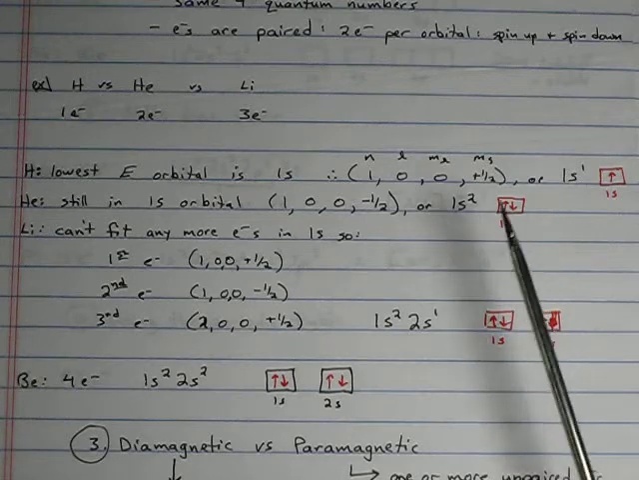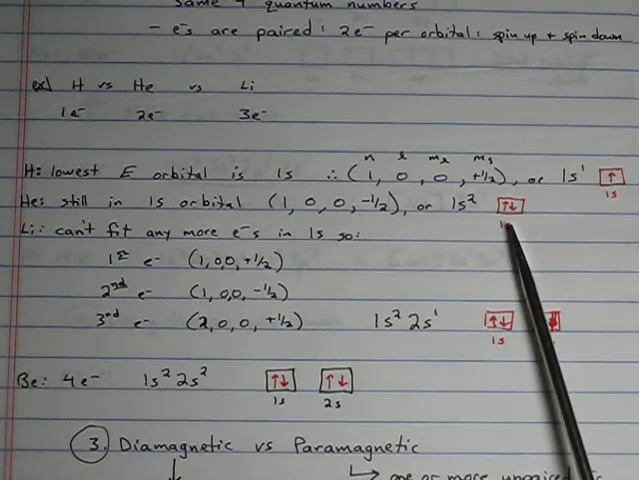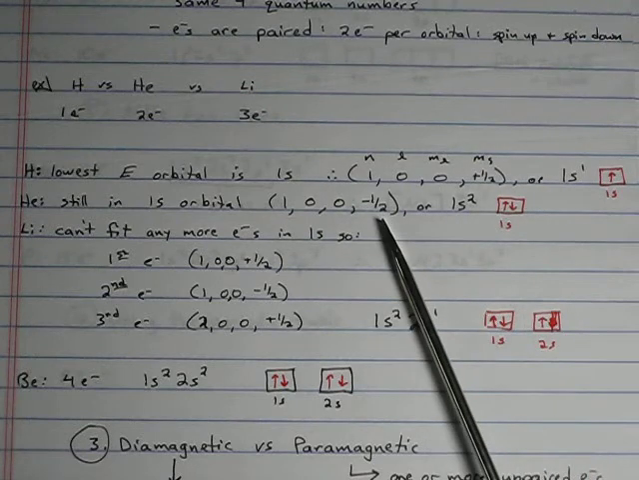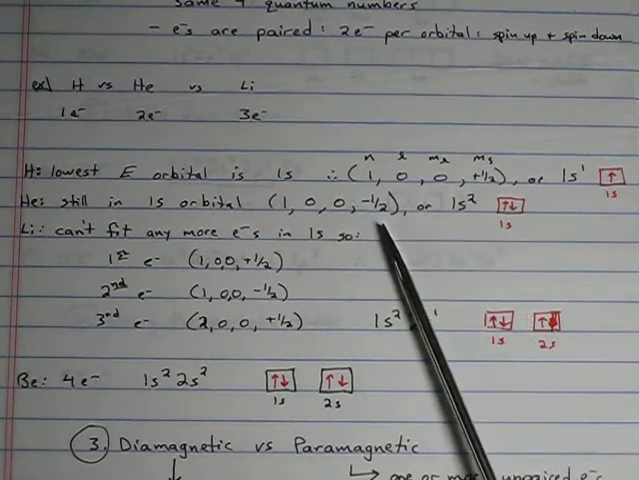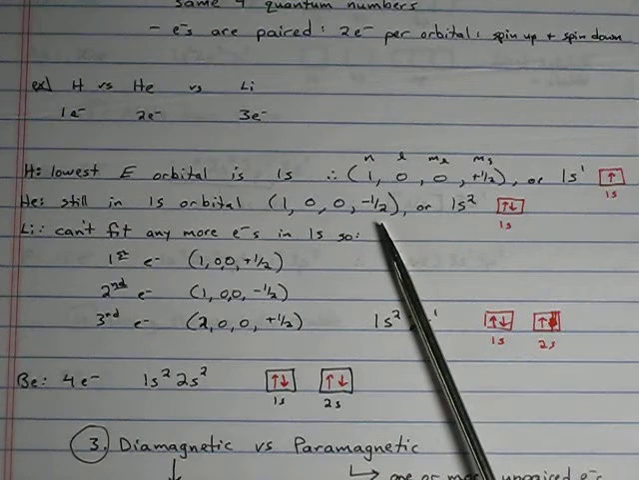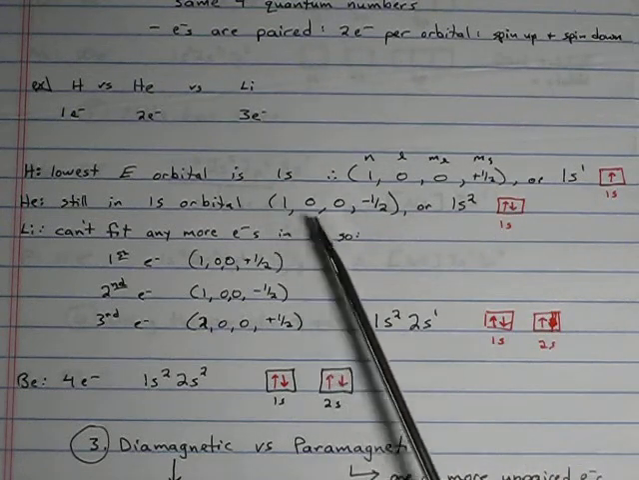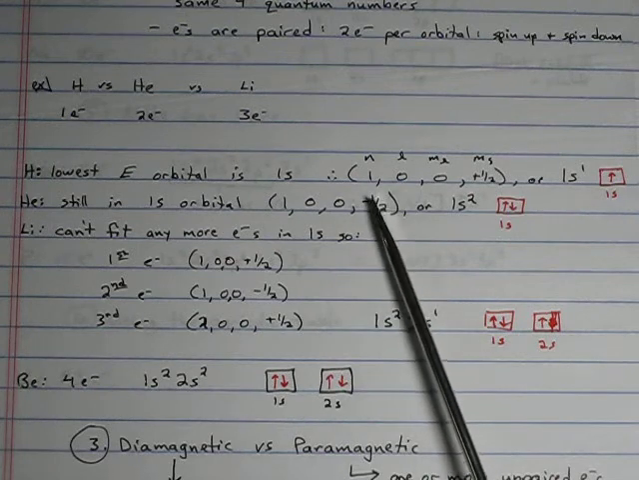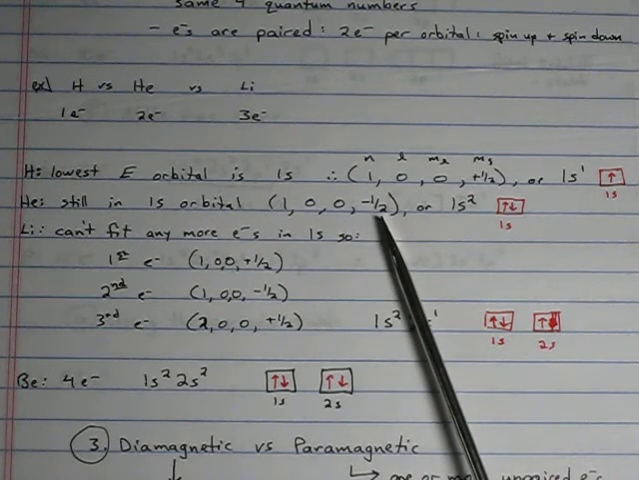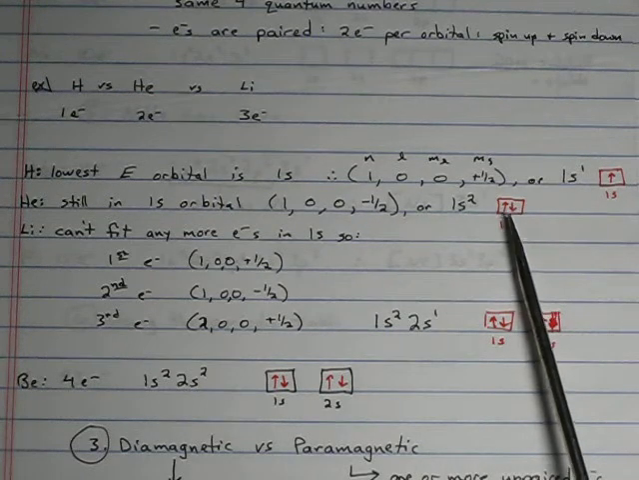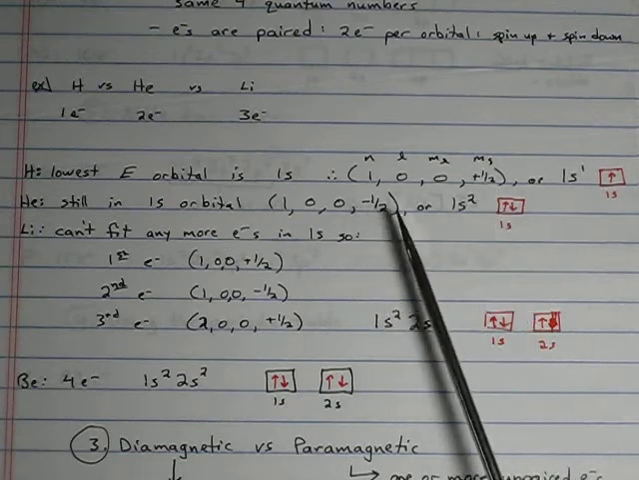Note we cannot fit a third electron in that 1s orbital because you can only have their spin as plus 1/2 or minus 1/2. So if you had a third electron in this 1s orbital, its quantum numbers would be 1, 0, 0, and well, what would this be? Well, can't have it. You can only have plus 1/2 or minus 1/2. Therefore, a third electron cannot go in there without having the same quantum numbers, either plus 1/2 or minus 1/2, of these 2 electrons.